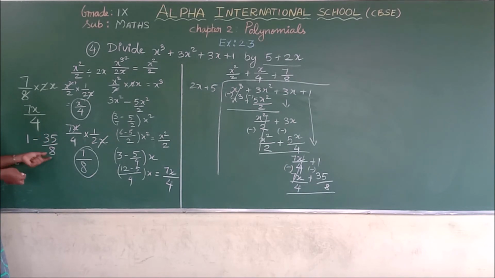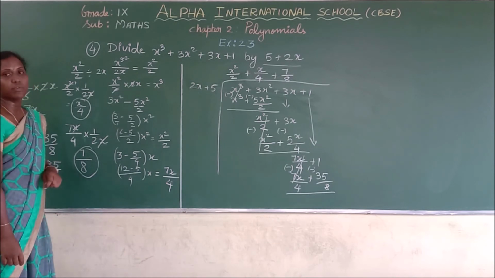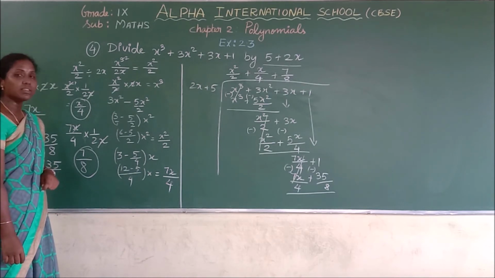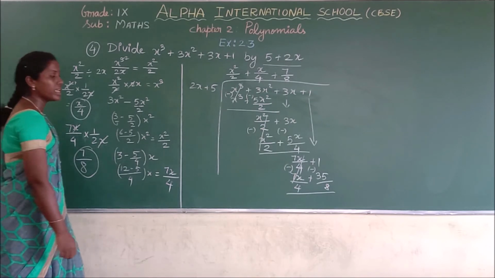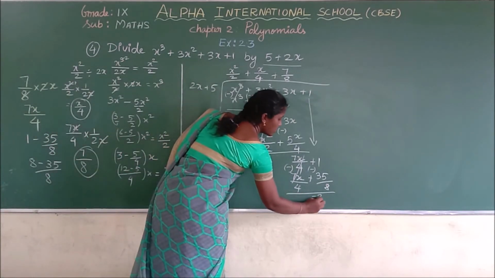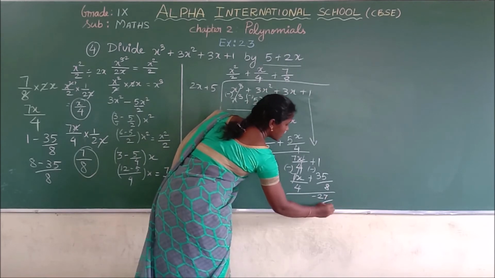Again, you have to take the LCM. So if you are multiplying 8 with 1, it is 8 minus 35 by 8. What is the value of 8 minus 35? 8 minus 35 is minus 27, with the denominator 8. So minus 27 by 8.